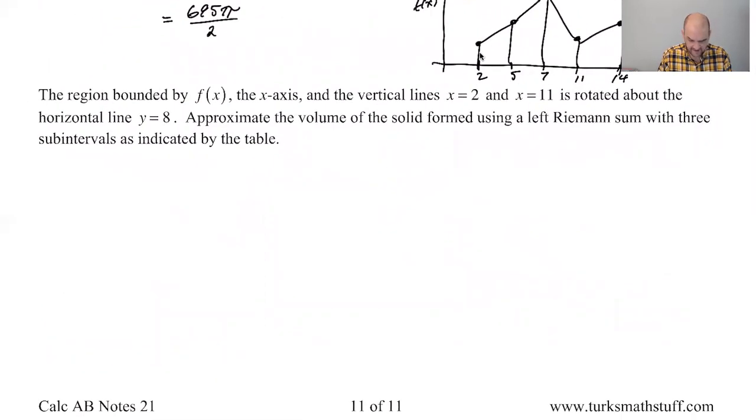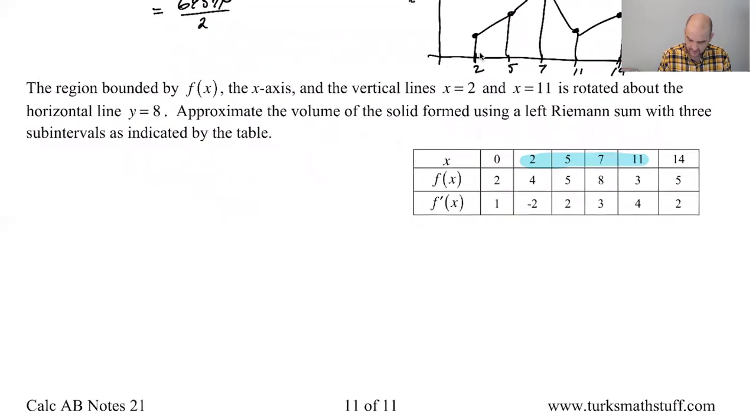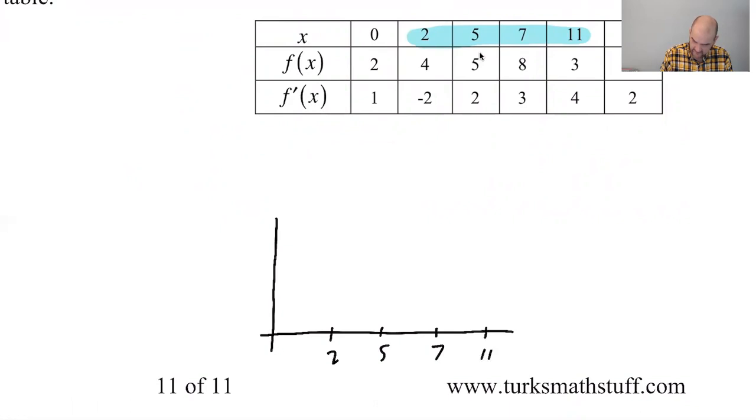All right, the region bounded by f of x, the x-axis, 2 to 11. Okay, so 2 to 11, let's do this again. So we're only going from 2 to 11 this time. So it's not a lot, that's good. Is rotated about the horizontal line y equals 8. Okay, so y equals 8, and then we're going to use the left Riemann sum. So here's what we're kind of looking at, potentially. You've got 2, 5, 7, 11. I'm going to do a scatter plot for f of x. So here's going to be y equals 8.